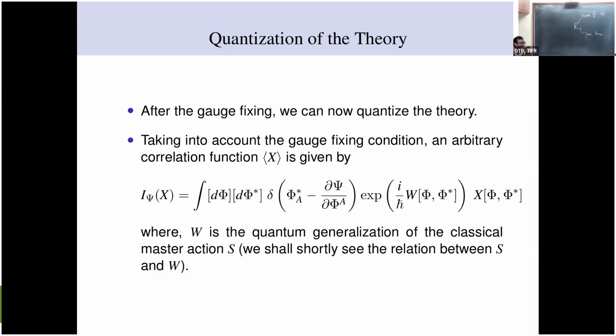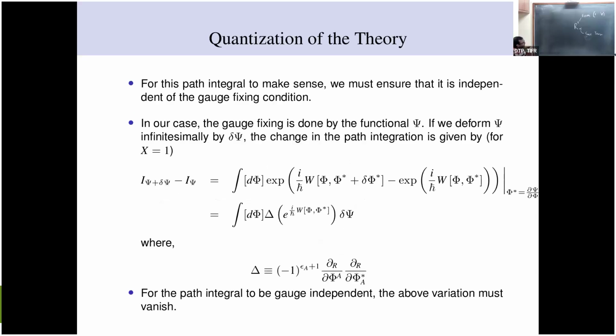But why does the correlator depend on the gauge fixing condition? It will depend, in the sense that you can show that it will be independent of psi. If you work it out, it will not matter. In fact, we are going to find out precisely the condition for which this correlator will be independent of psi. So for this path integral to make sense, we must ensure that it is independent of this gauge fixing condition, as you are asking.